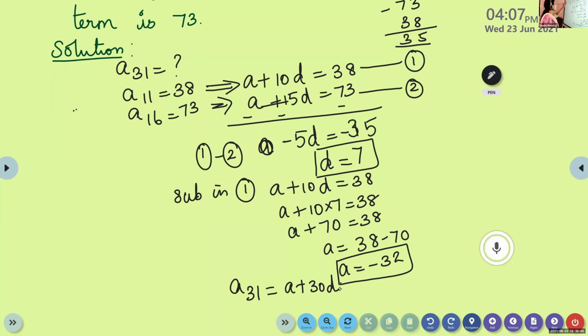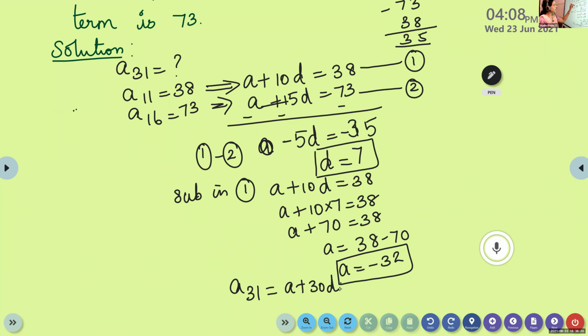Okay, children. Look here, children. A11 is given as 38. A11 means A plus 10D is 38. A16 is 73. A16 means A plus 15D is 73. We are using the elimination method. We subtract, so we change the sign.